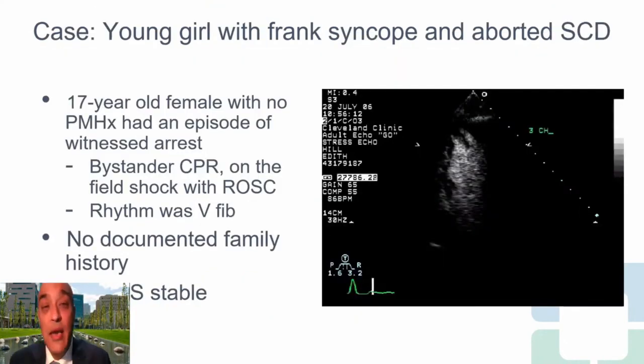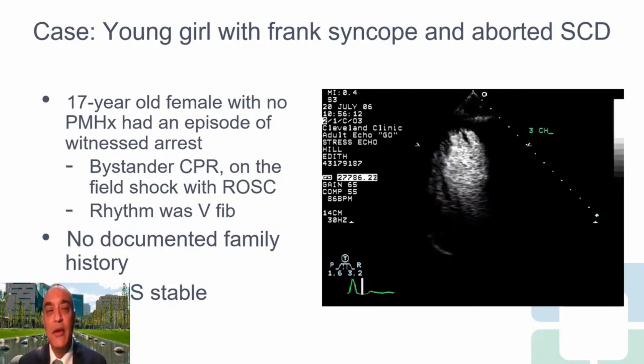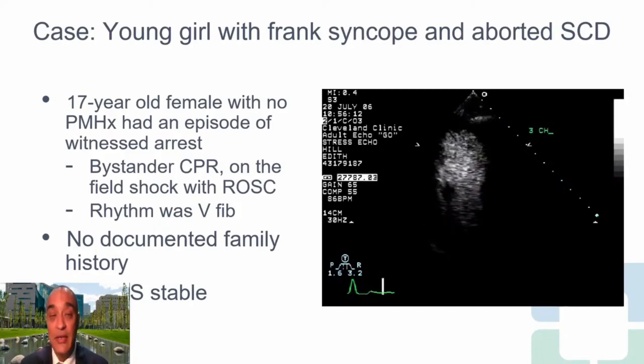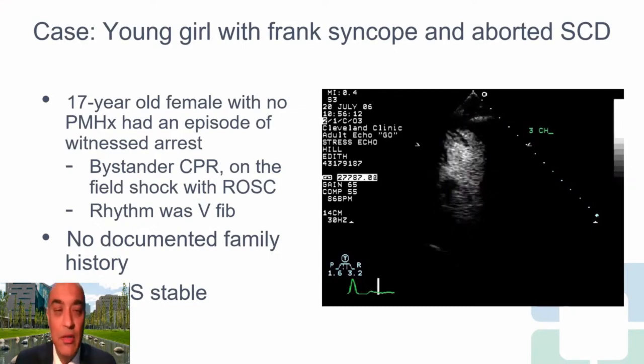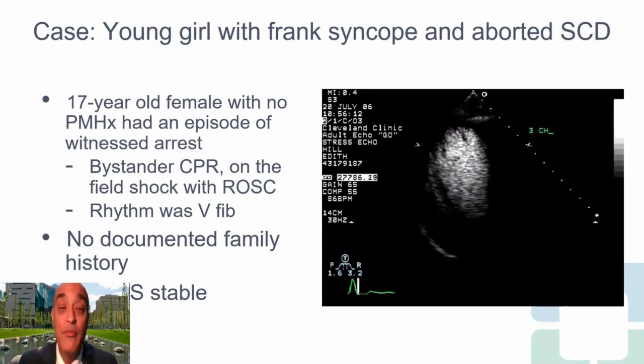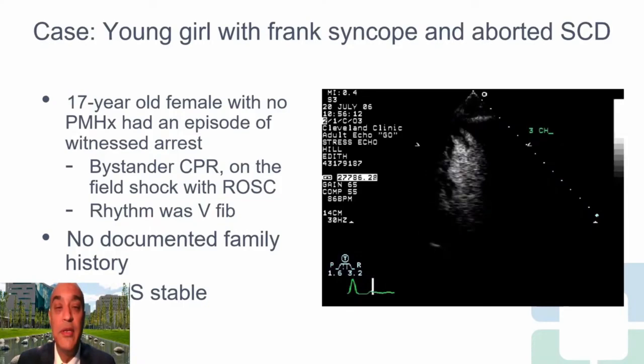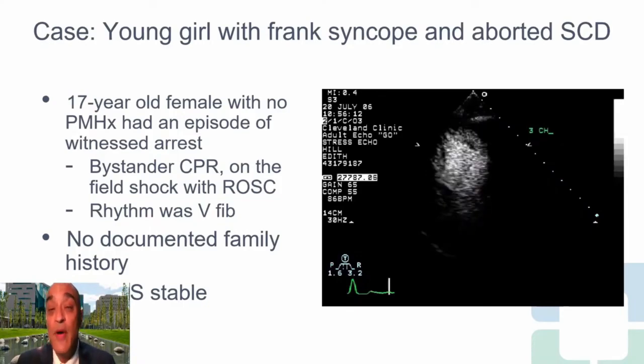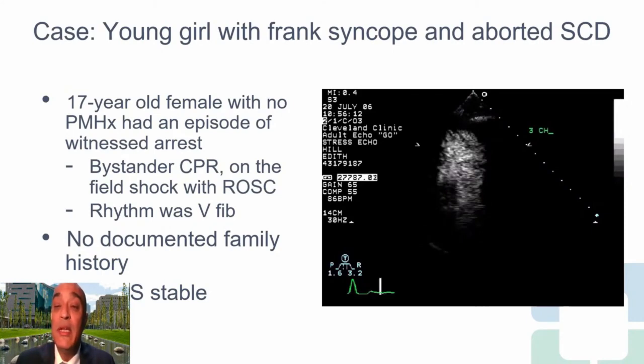Last case, a young girl with frank syncope and aborted sudden cardiac death, a 17-year-old female. She had an episode of witnessed arrest, bystander CPR, underwent CPR in the field, and was shocked with the return of spontaneous circulation. Rhythm was found to be VFib. There was no documented family history. Now doing well. Contrast echo raises the possibility of potential non-compaction.